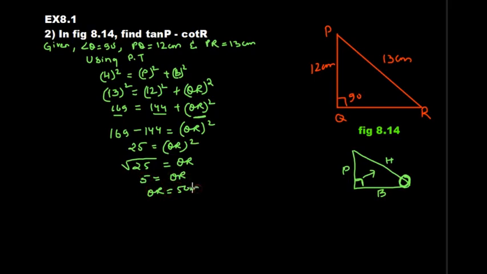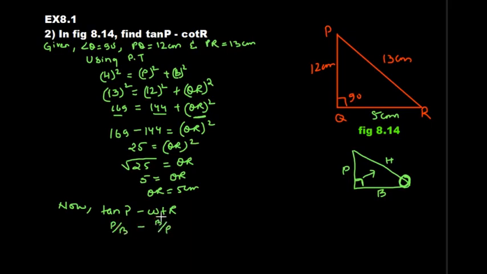So after finding the value of the missing side, you will solve the main demand of the question. The main demand of the question is tan P minus cot R. So now, first of all, write down the formula. Always write down the formula. What is the formula of tan? The formula of tan is perpendicular by base. And what is the formula of cot? Cot is base by perpendicular.